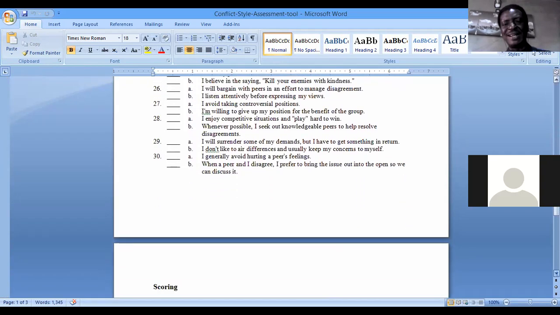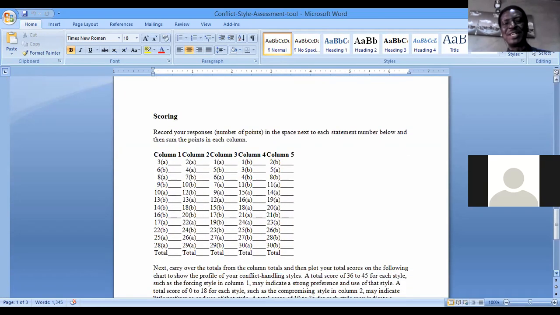So 30 here, and then we look at this. We'll transfer our scores here. This is quite tasking. So here you come to 3A. You check what you have for 3A and put it there. 2A, what do you have there? Put it there. 1A, 1B, all the way down. Then you total down that way, and let's see where you fall.